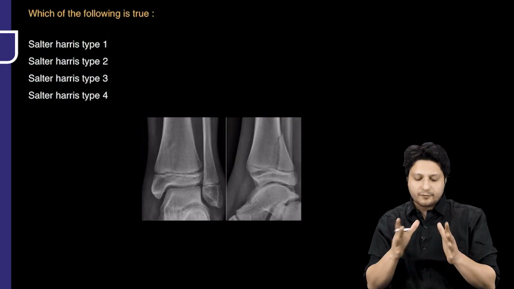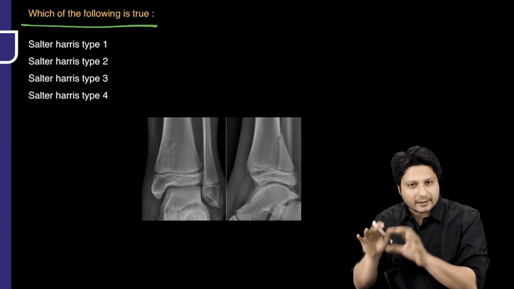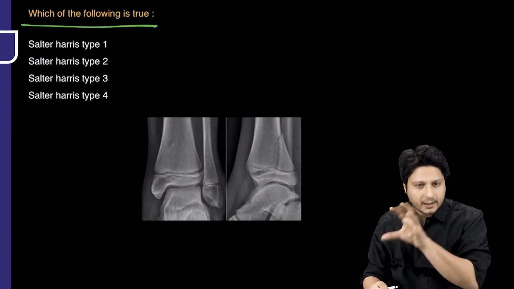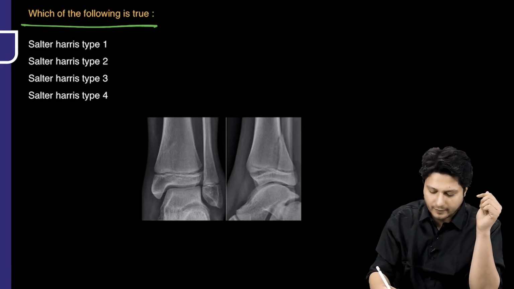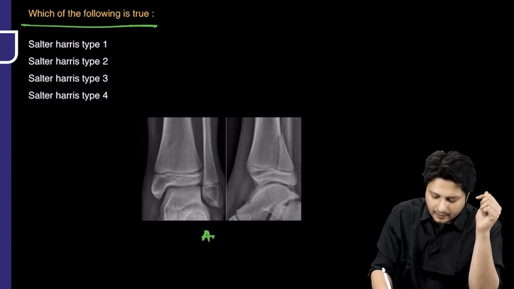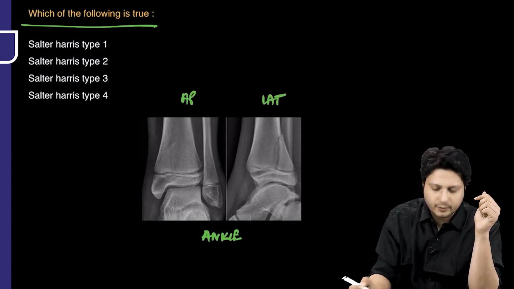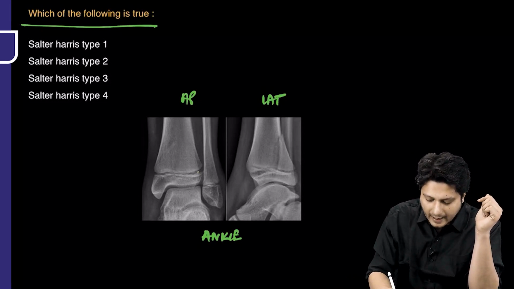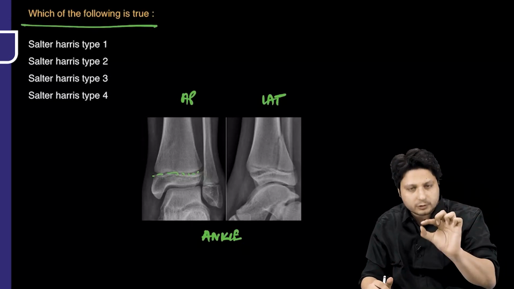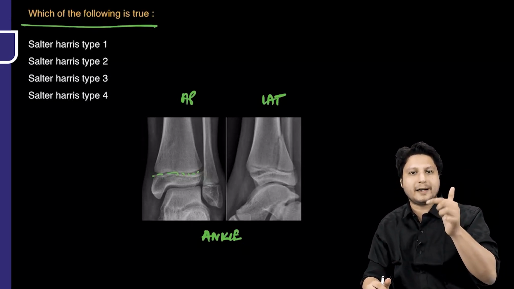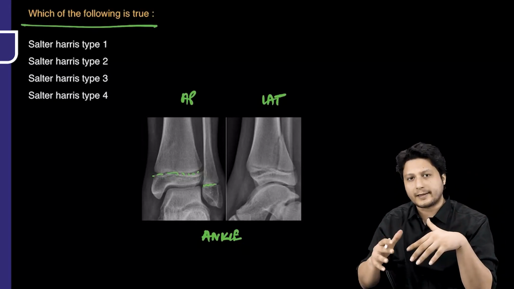Now, if you answer this question, which of the following is true for the pattern of the injury provided to you in the X-ray? If you look closely at the X-ray, by this time you are already aware that this is the X-ray of the ankle joint, and this is the AP view while this is the lateral view. Now, what is visible in the form of a gap over here? Obviously, this is not the fracture. It is a growth plate. That means the distal growth plate of the tibia. Similarly, here we have the distal growth plate of the fibula.